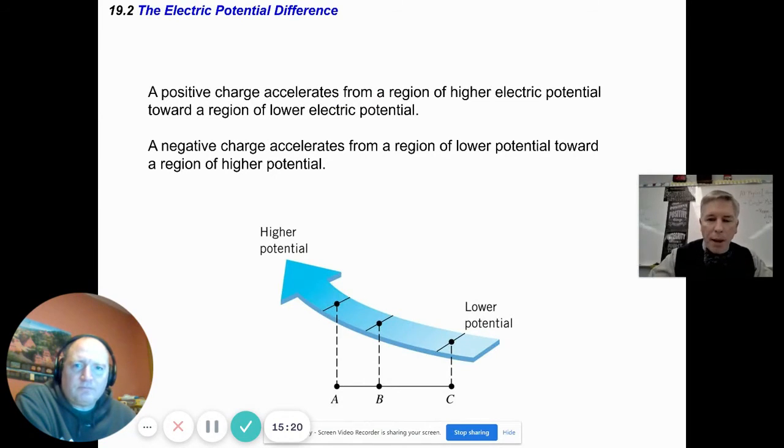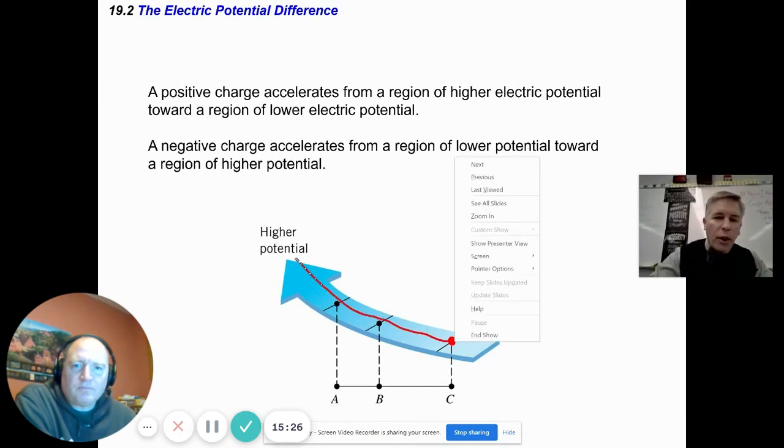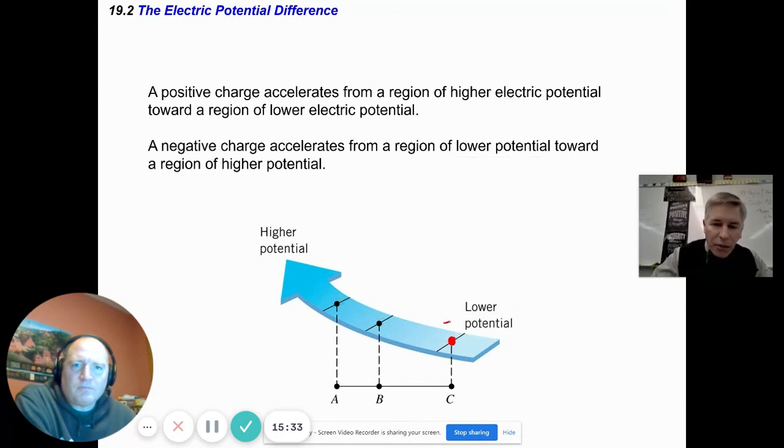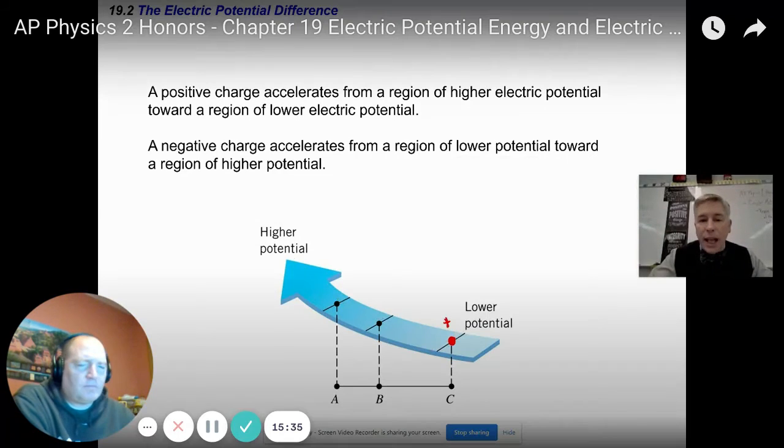If I were to put a positive charge right here at point C, it would move from this lower potential toward the higher potential. So it would move from C to A if it was a positive charge. And we often talk about positive charges. If it was a negative.